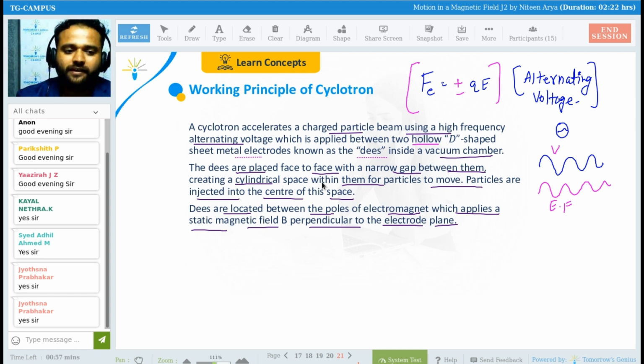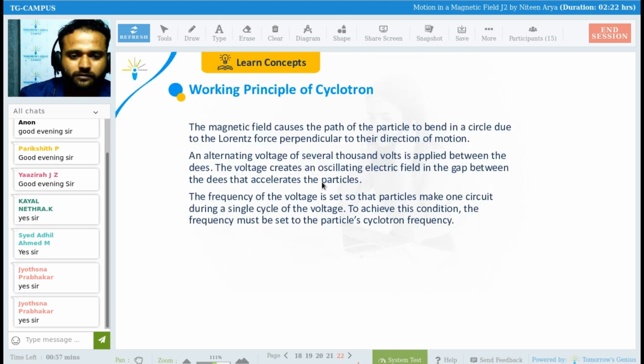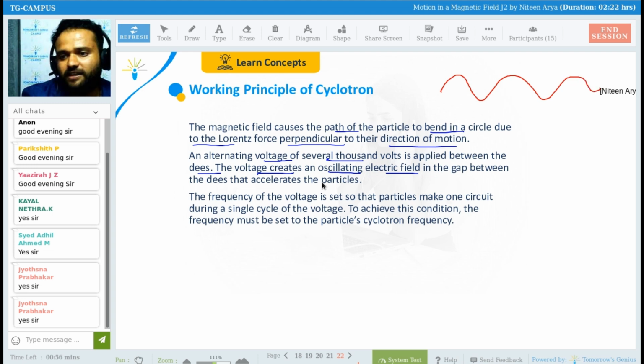You can read this again, and if you have any doubts, you can ask me. Then the magnetic field causes the path of a particle to bend in a circle due to the Lorentz force perpendicular to the direction of motion. Okay, fair enough. An alternating voltage of several thousand volts is applied between the Ds. The voltage creates an oscillating electric field. I already explained this. This is your oscillating voltage, so this creates an oscillating electric field. As simple as that.